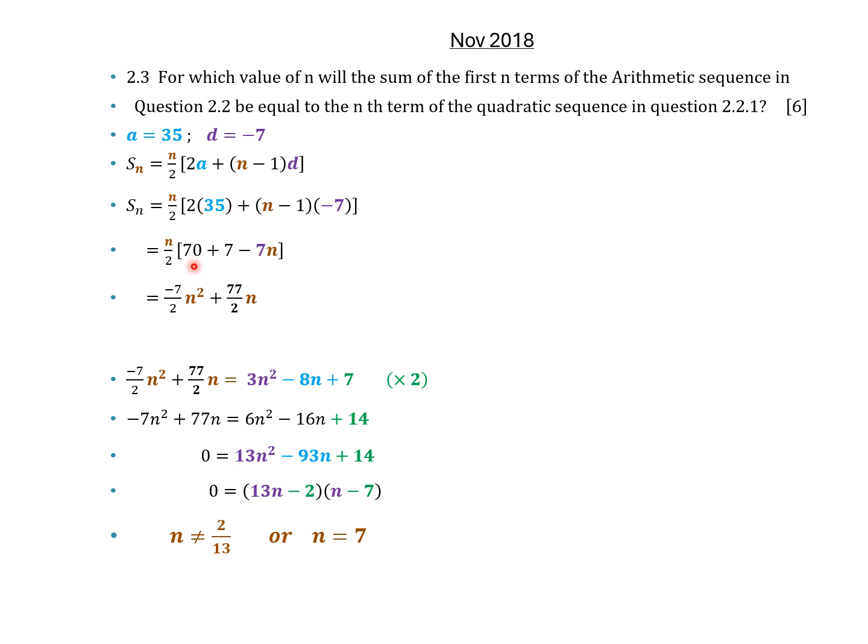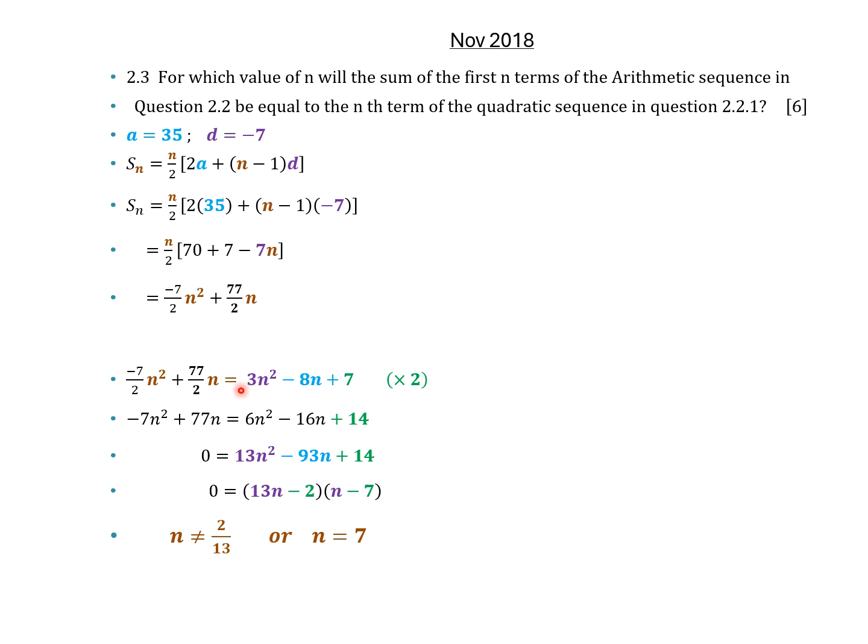So if I multiply out, I have 70 plus 7 gives me 77 times n divided by 2, which makes it 77n over 2. Negative 7n times n gives me negative 7n squared divided by 2. So there's my formula for a sum. So the sum of the first n terms of an arithmetic sequence is equal to the nth term of the quadratic sequence, so equal to the formula of the quadratic sequence. So this formula I found must equal 3n squared minus 8n plus 7.